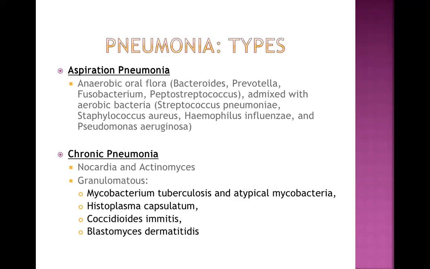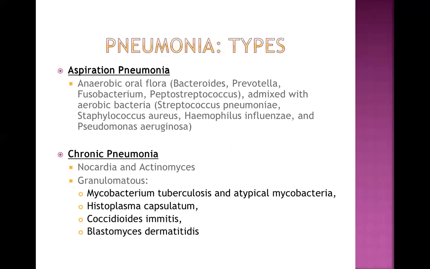Now another type of pneumonia is aspiration pneumonia. Aspiration means something is trickling down into the airway, and usually it will happen from our oral cavity, pharynx or GI tract. And usually aspiration pneumonia is caused by a mixture of organisms. Usually they are anaerobes and aerobes, which are mixed together.